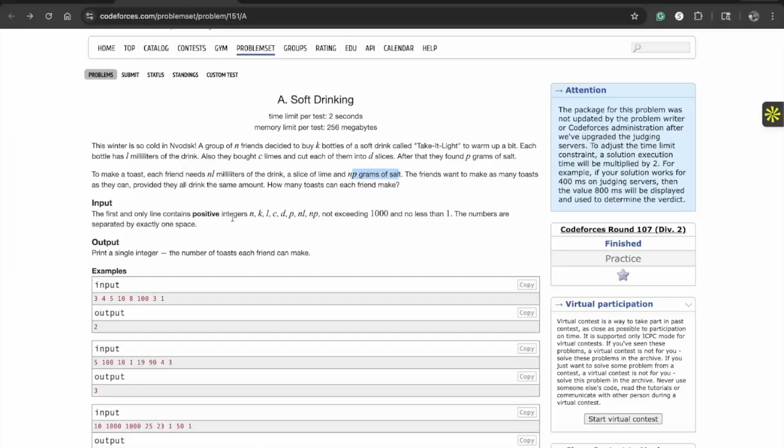We're set that our inputs are N, K, L, C, D, P, NL, and NP, all of the variables that we talked about up here. Not exceeding 1,000 and no less than 1, so makes sense. The numbers are separated by exactly one space. Our output should be a single number, which will be the number of toasts each friend can make.